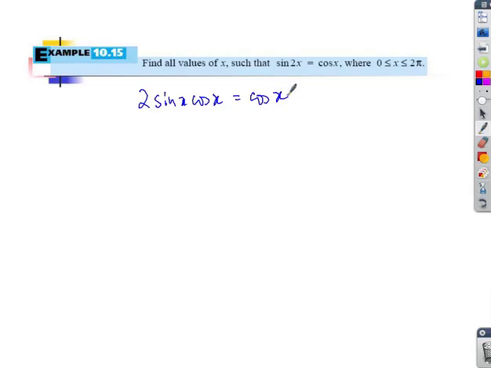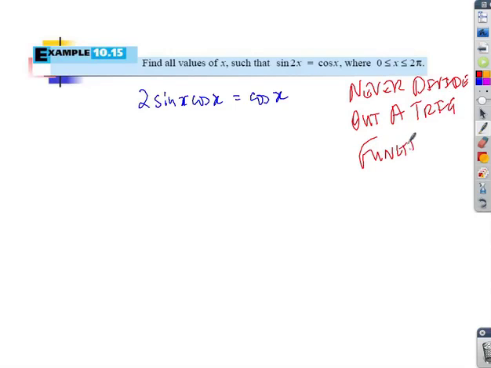We're finding answers for x. Now here's the thing, really important with this one. Everybody always, when they see this, are tempted to divide cos x off of both sides. Do not do that. I'll make the note here. I did it in class as well. Never divide out a trig function. If you do that, you lose solutions. You lose points on your answer. Never divide out a trig function.